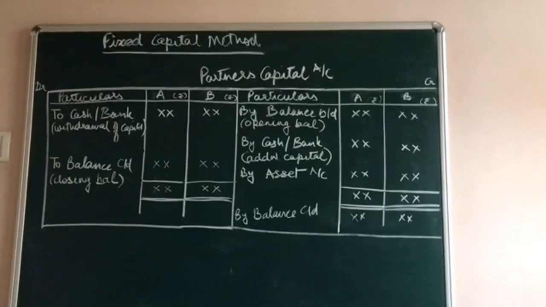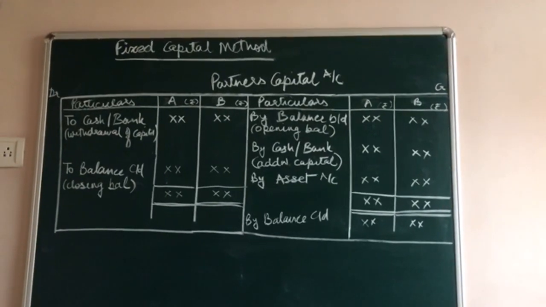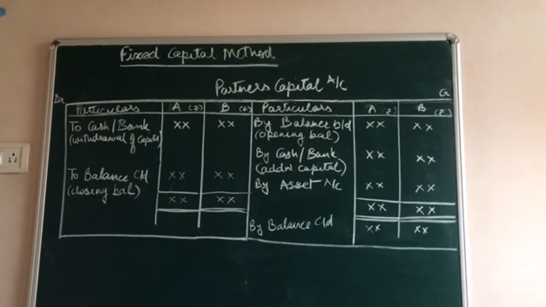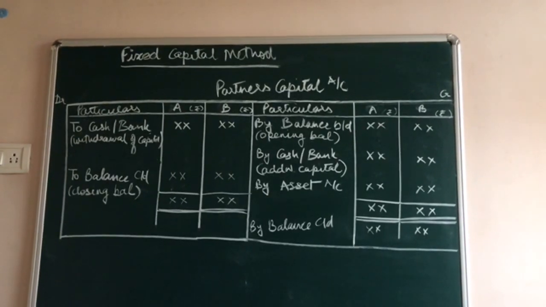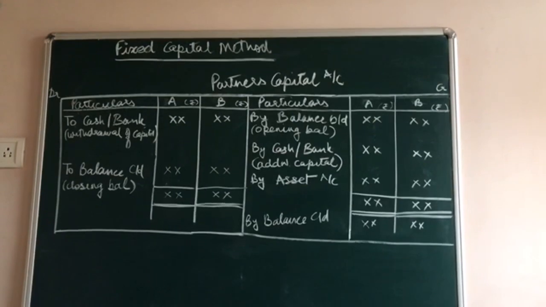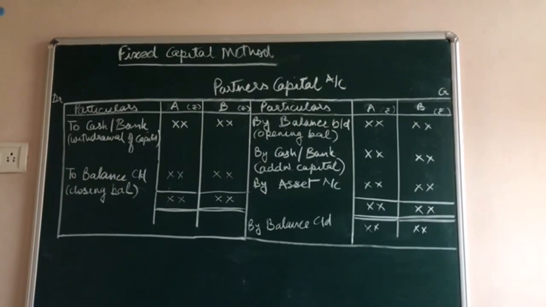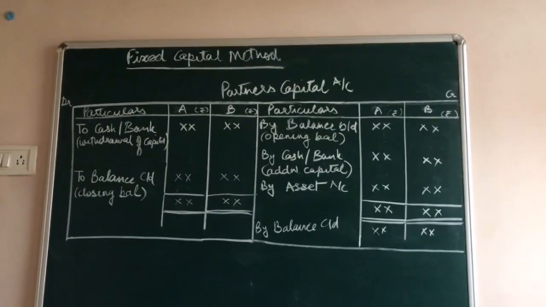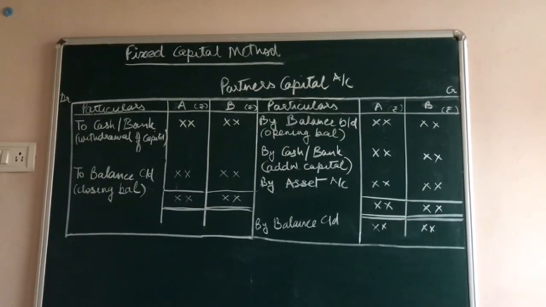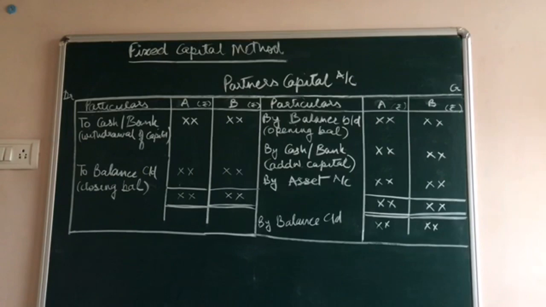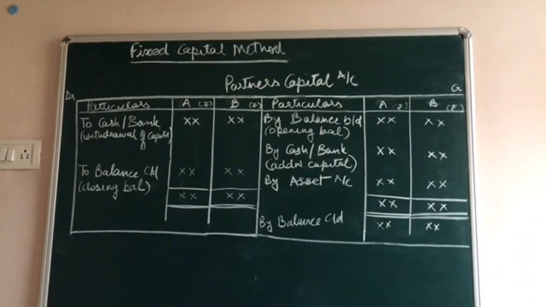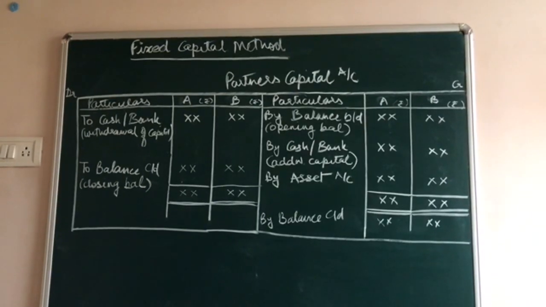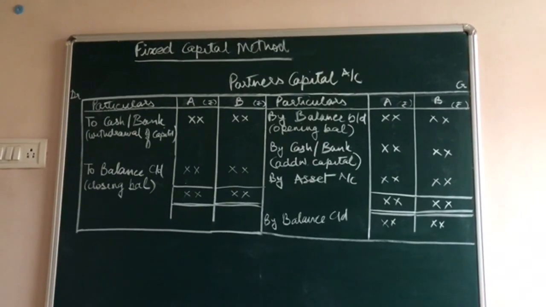Now the next method is fixed capital method. Under this method, the partner's capital account is prepared, and along with that one more account is prepared, partner's current account. Under this method, the partner's capital remains fixed. The balance brought down and balance carried down is normally the same. The balance will change only if the partner gets in any additional capital in the form of cash or assets, or suppose he withdraws any amount, then only his balance will change.